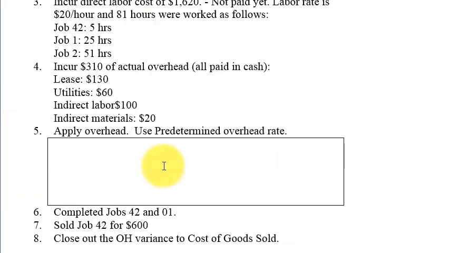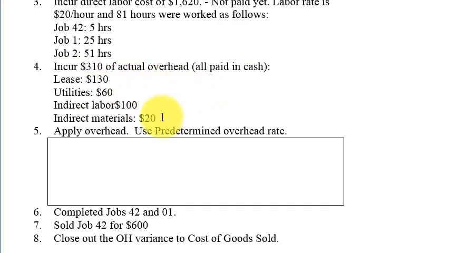Alright, well let's take a look at this next entry. In entry 4, Fabero incurs $310 of actual overhead costs, and here to keep it simple, they're just paying for all these overhead costs in cash. So here's the components: lease, utilities, indirect labor, and indirect materials. Those should add up to $310.